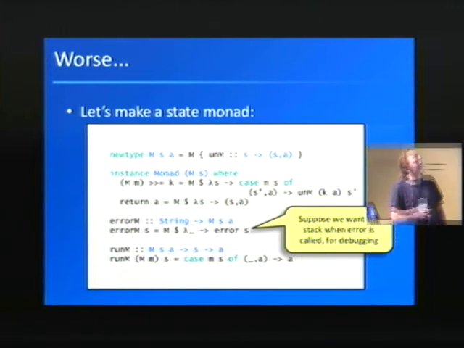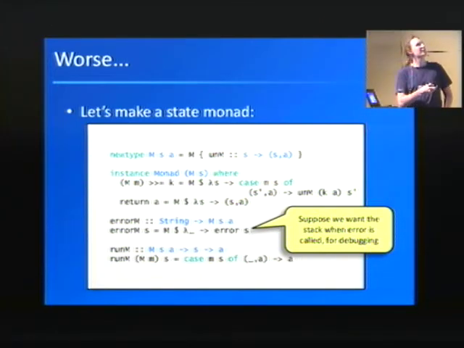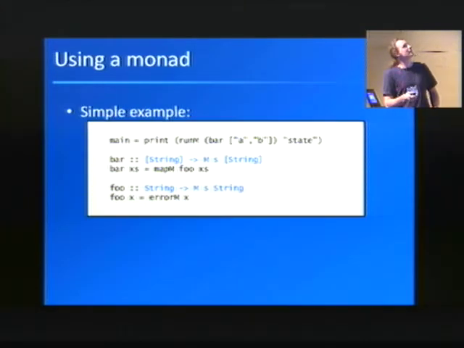Furthermore, it gets worse. So if you were to define a state monad, here's a simple state monad. It's monad M, abstracted over states S, and there's nothing unusual there, except perhaps we have an error operation. So in this case, the error operation is just going to call error inside the monad. We might like to know where error is called from in our computation. And we have a standard runM operation. So here's a simple program. Inside main, we print the result of runM applied to bar, applied to a list, and here's the initial state. Bar is a function that maps foo across the list, and foo calls errorM.